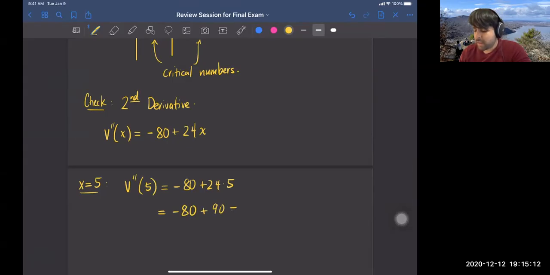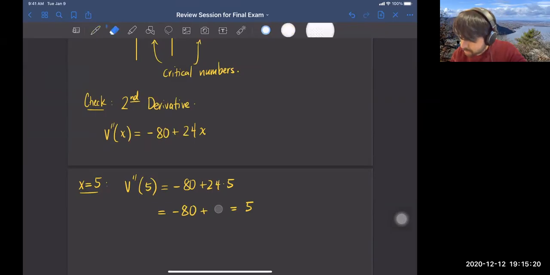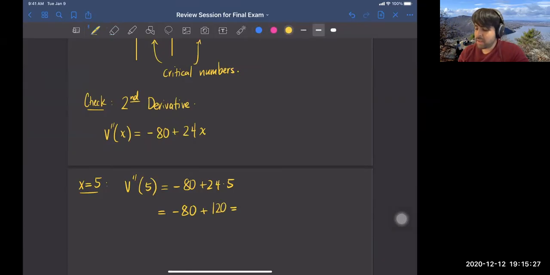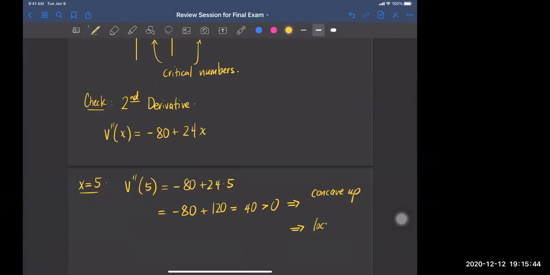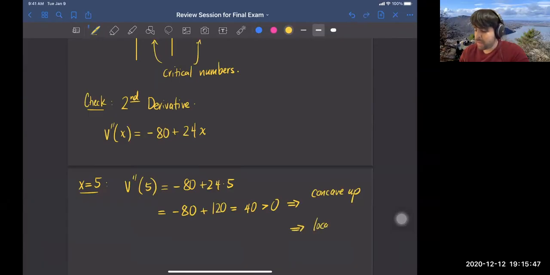right? Wait, what is that? That's not 90. That's 120, pardon me. So then when you take negative 80 plus 120, you get 40. The whole point of it is that it's positive. If my critical number has a second derivative that's positive, that means it's concave up. If it's concave up, that means I have a minimum, a local min.